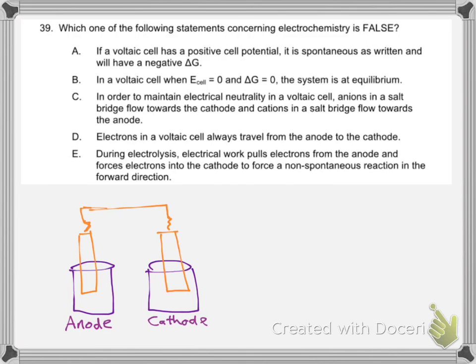And let's talk about what happens. Electrons always travel in alphabetical order. What I mean by that is they always go from A to C. They always travel from the anode to the cathode. So I'm going to annotate this by putting some electrons and an arrow to show which way they're migrating. They're migrating toward the cathode where reduction takes place.